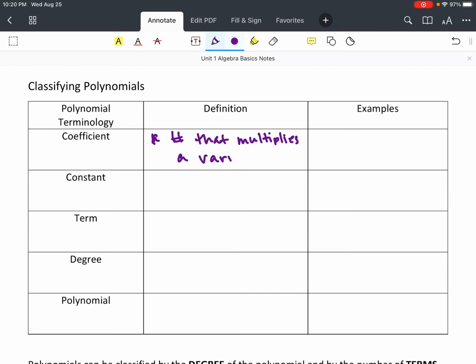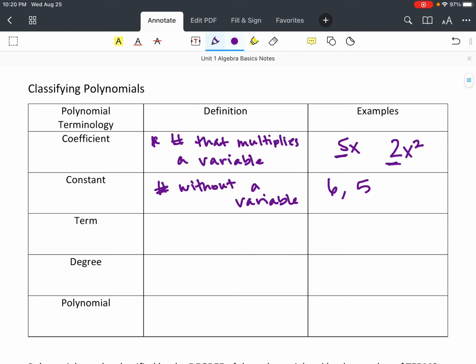Now, this definition may seem a little confusing at first, but in the example of 5x, 5 is the coefficient and it is multiplying a variable. In the example of 2x squared, the 2 is multiplying the x squared, and the 2 is the coefficient. A constant is a number without a variable. An example of a constant would be 6, or 5, or -3.